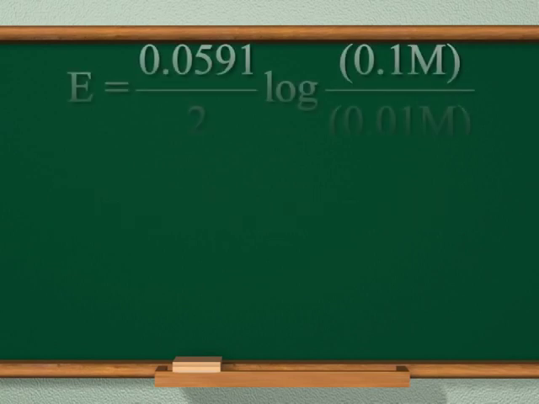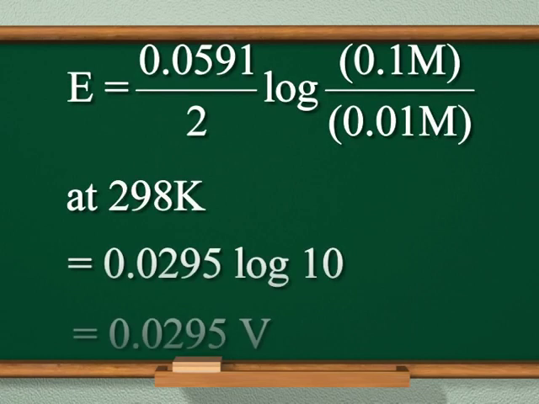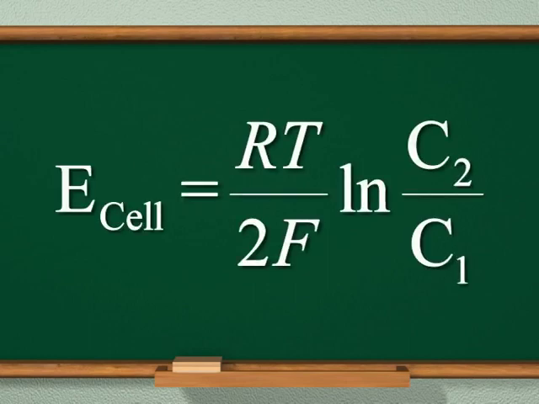For the cell shown on the screen, EMF of the concentration cell is equal to 0.0591 upon 2 multiplied by log of 0.1 molar solution divided by 0.01 molar at 298 Kelvin, which is again equal to 0.0295 multiplied by log 10, which is equal to 0.0295 volts. In this case, the standard electrode potentials of the two electrodes cancel and the cell potential is given as R multiplied by T divided by 2F multiplied by natural log C2 upon C1.